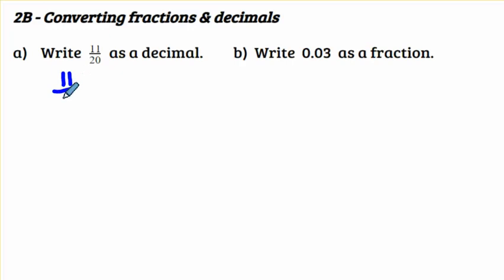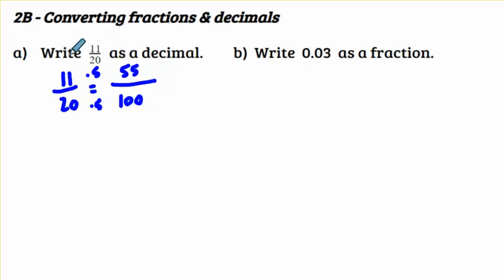We can say, well, 11/20ths is an equivalent fraction to how many hundredths? Well, in order to get from 20 to 100, you would multiply by 5. So you do the same thing on the top, and 11 times 5 is 55. And 55 hundredths is a decimal. Think about it out loud, 55 hundredths. How would you write that?